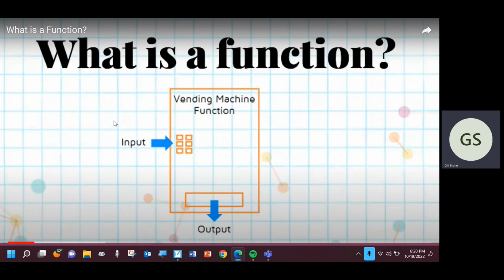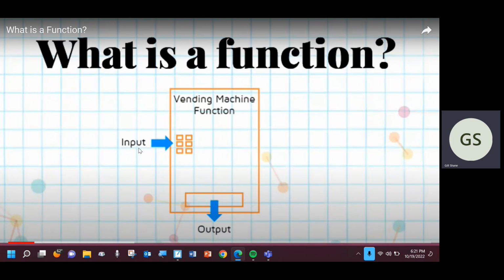So again, with this particular comparison, the input would be the button that you punch in to get whatever you want. So you see inside the machine, there's a bunch of trays that have drinks or food or candy or whatever it is. The input is what you punch in to try to get something out. The output would be what's in the tray that you punch and what you get out of the machine.